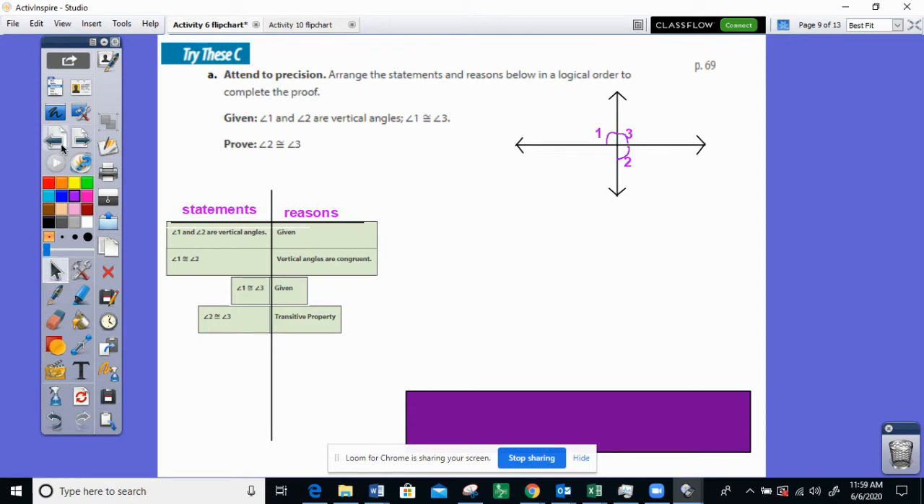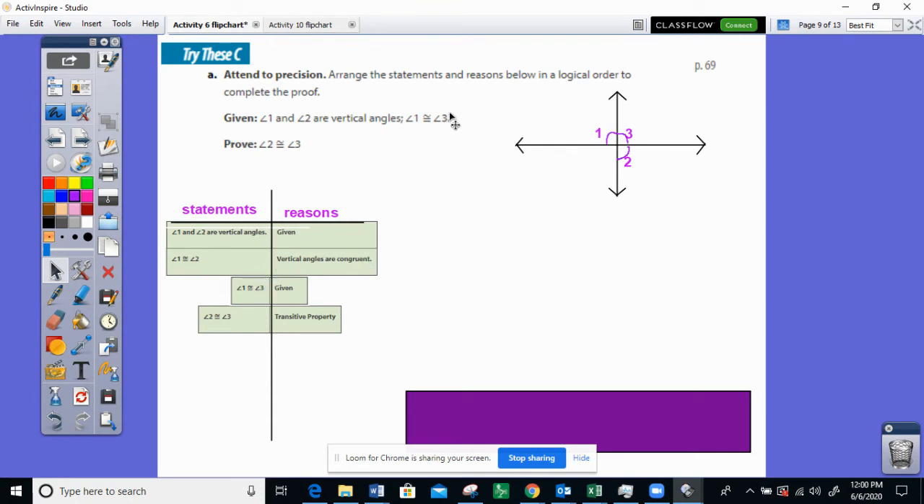Now let's read through the proof to make sure that it makes sense. Angle 1 and angle 2 are vertical angles. How do we know that? They told us, and we know that that's true. If angle 1 and angle 2 are vertical angles, well, then they have to be congruent to each other. How do we know that? Because vertical angles are always congruent.